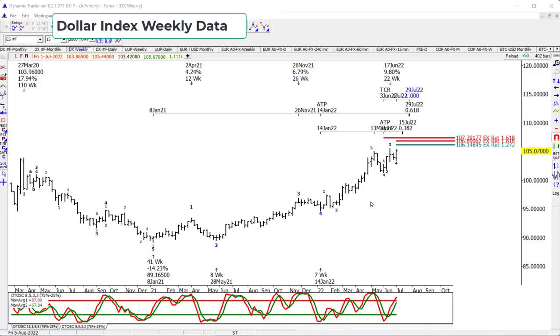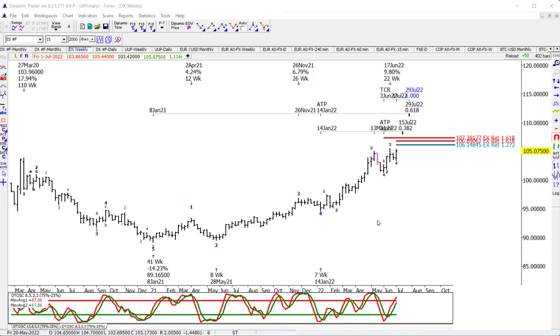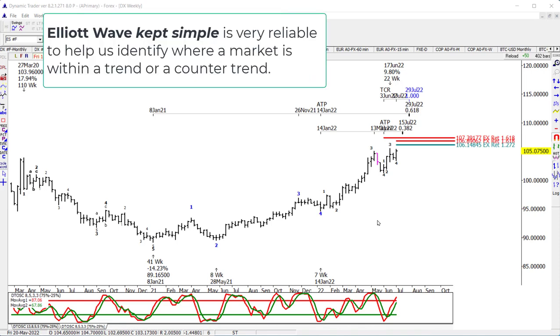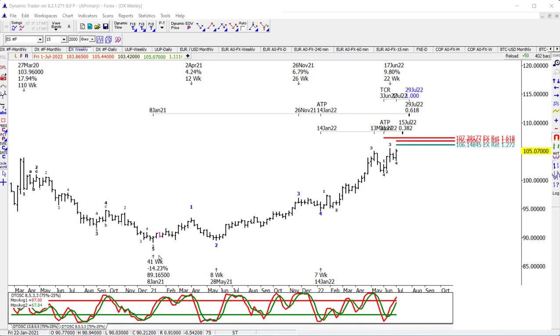This is the dollar index weekly data, and let's take a look at the Elliott wave position. I use Elliott wave a lot, as you know, to help us identify where a market is within a trend, and then it's really helpful to help identify if a market is getting near the end of a trend. That's what it looks like here on the dollar index coming up from the January low. It looks pretty clearly like we got a nice 1 and a 2, and then we have a wave 3 and a wave 4 correction.